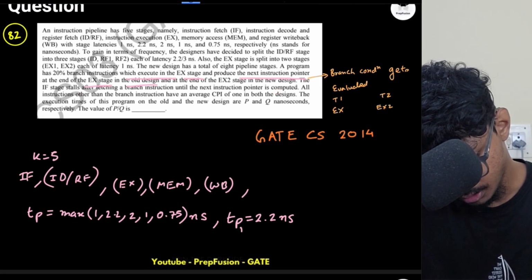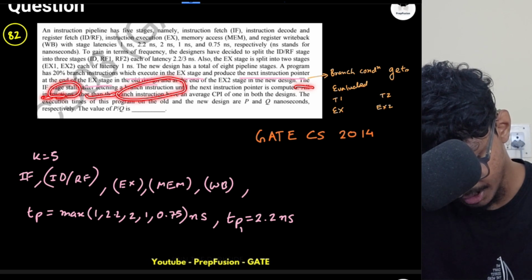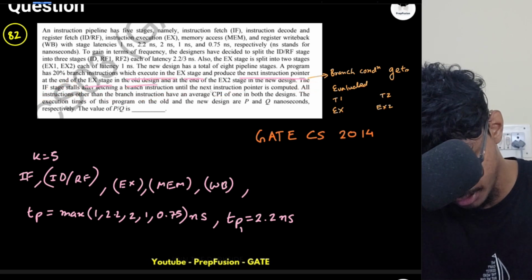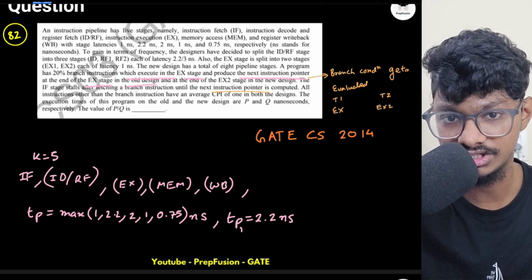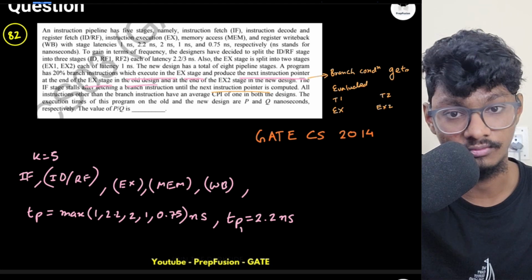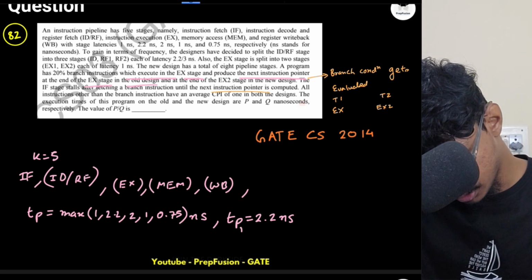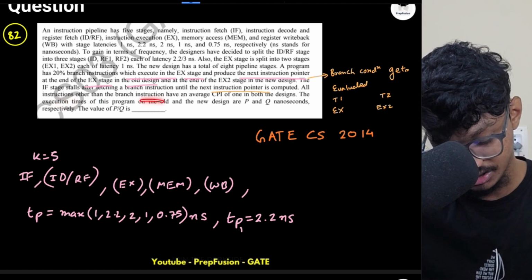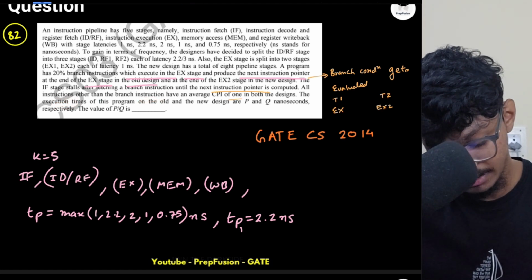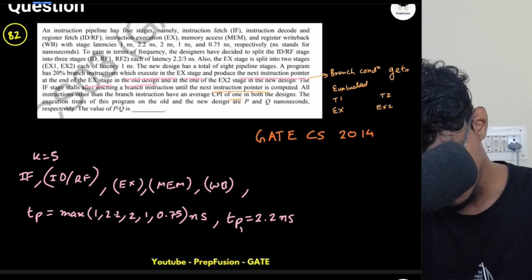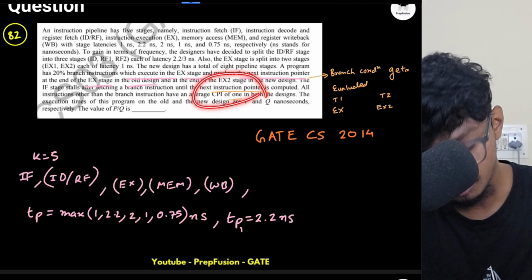The instruction fetch stage stalls after fetching a branch instruction until the next instruction pointer is generated. So until the branch condition gets evaluated, the next instruction fetch will not start; it will restart only then. In both the designs, all the instructions other than branch instructions have an average CPI of 1.